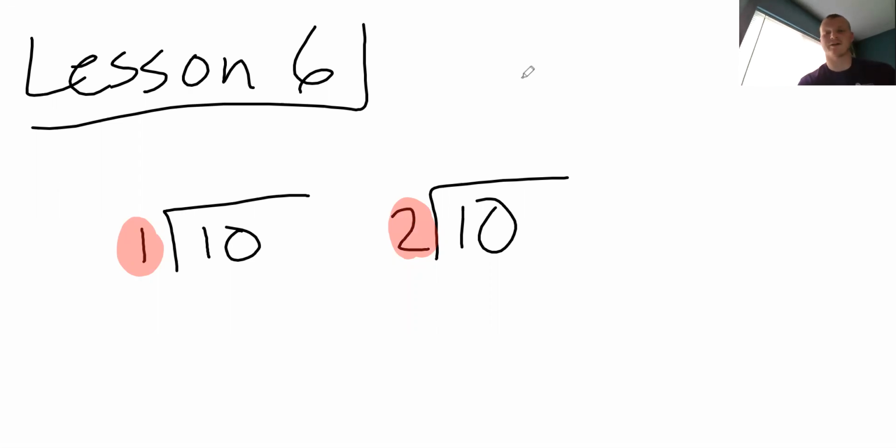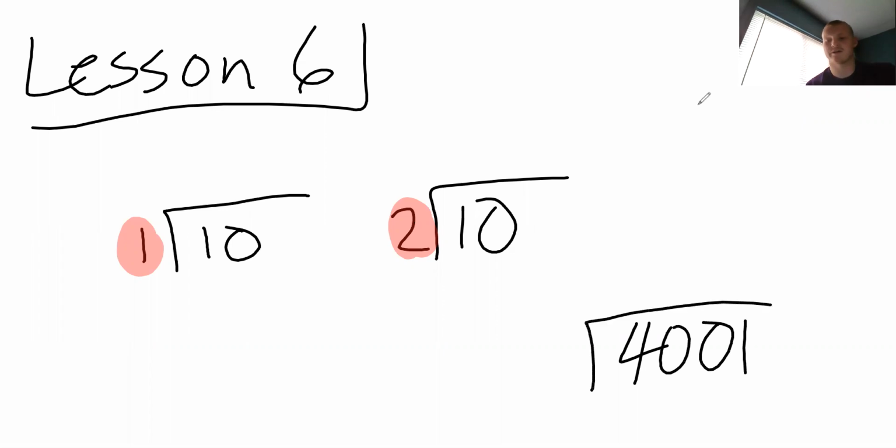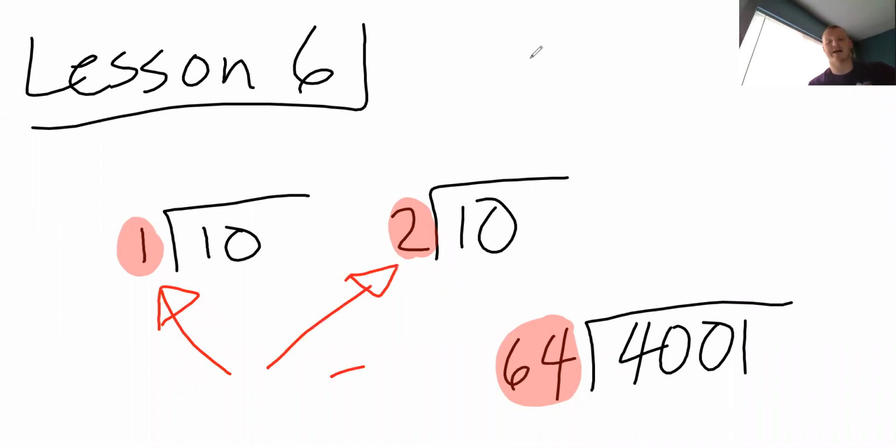I'm going to give one more example here. We're going to take 4,001 divided by 64. So Bethy, what is my factor in this example? 64, yep. I'm just identifying and picking out what my factor is. I'm not solving the answers. I'm just saying these three, they are a factor.